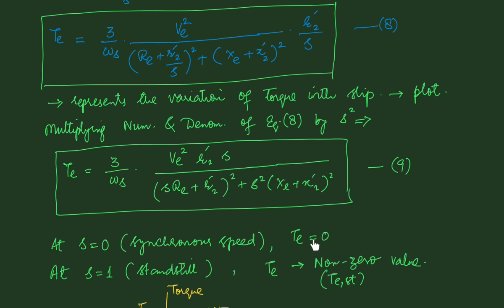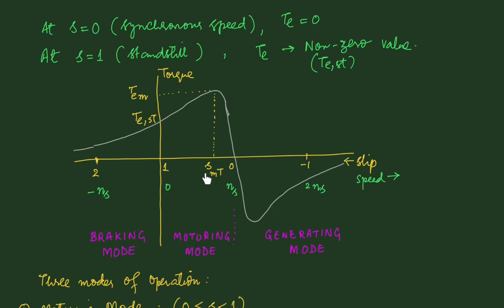We know that in an induction machine the torque produced at synchronous speed is equal to 0 because there is no relative motion between the rotating magnetic field and the rotor. And then if we substitute s equal to 1 in this expression, we get a finite non-zero value of the torque, and this corresponds to the rotor being standstill, and therefore is known as the starting torque, which can be represented by TEST. This figure shows a plot of equation 8 or 9 and is the torque slip characteristic.